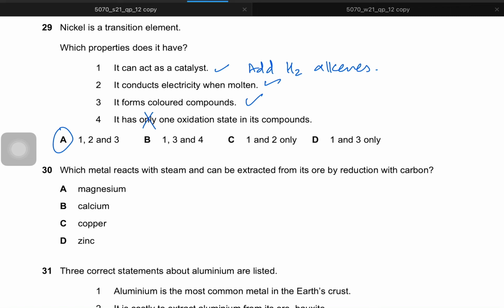Which metal reacts with steam and can be extracted from its ore by reduction with carbon? So if it's reacting with steam, it is a fairly reactive metal, and it can be extracted from its ore by reduction with carbon. So carbon is higher and that particular metal is lower. So which metal is lower than carbon? Copper doesn't react with steam. Calcium and magnesium can't be extracted with carbon. It has to be zinc, because zinc can be extracted with carbon because zinc is lower than carbon.